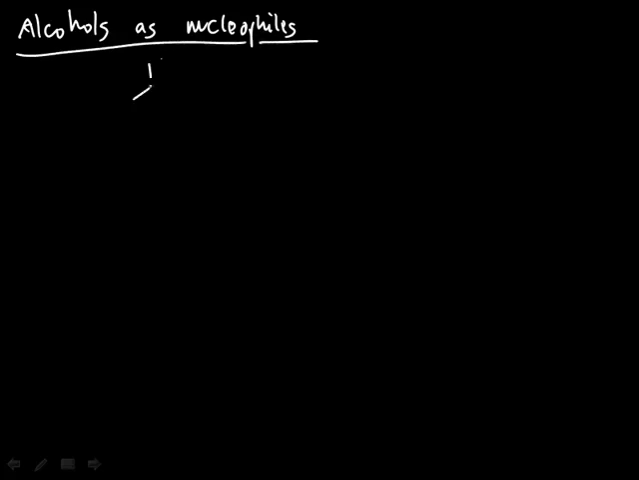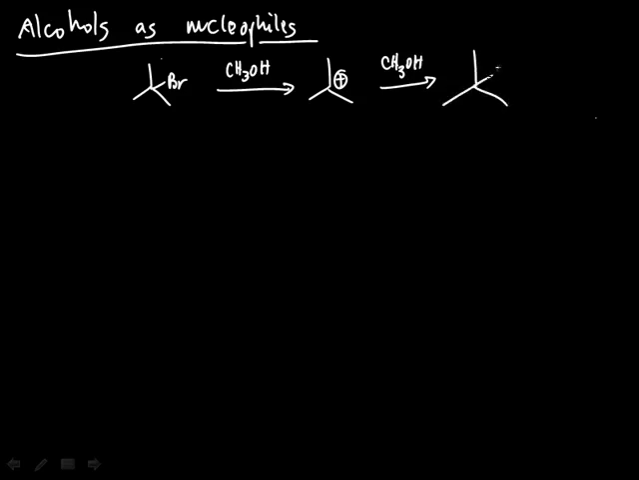We have already seen alcohols acting as nucleophiles in SN1 and SN2 reactions. So we've seen that alcohols themselves are weak nucleophiles, as evidenced by an SN1 reaction, which generates a cation, and then a weakly nucleophilic alcohol such as methanol can eventually react to give us this ether through an SN1 method.